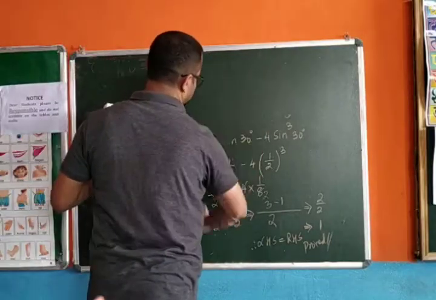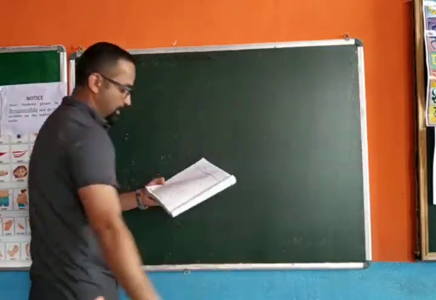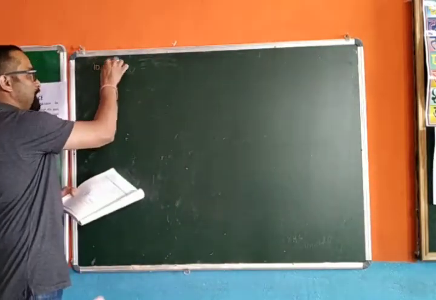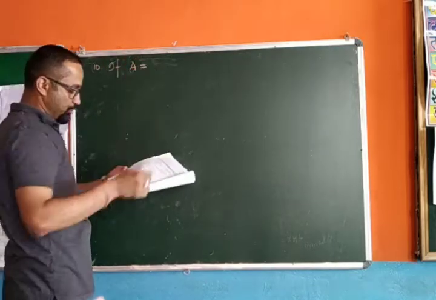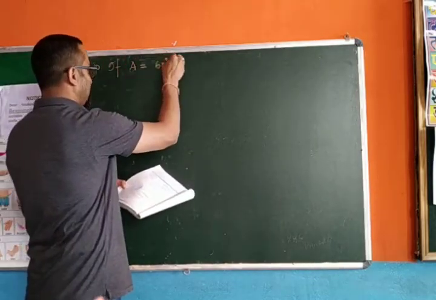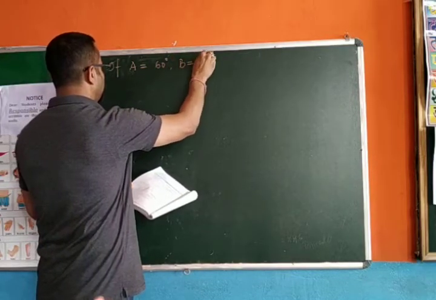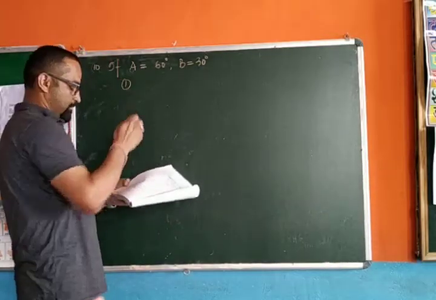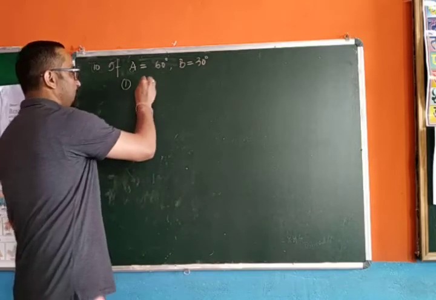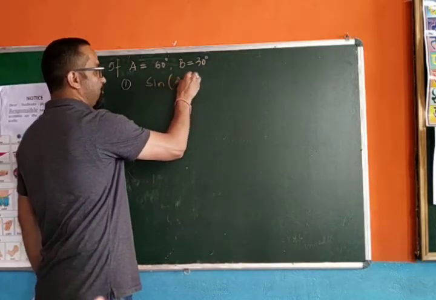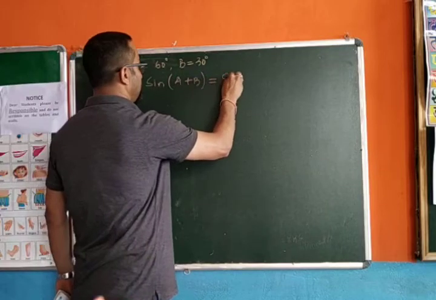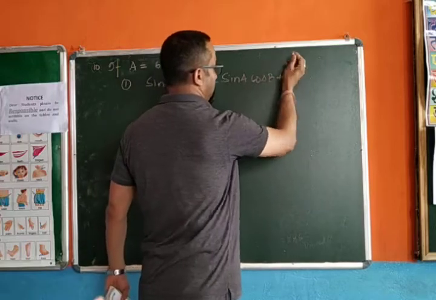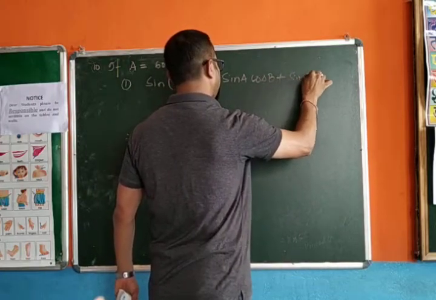Now another important question. It is similar. Question says that if A is equal to 60 degree, B is equal to 30 degree, verify, again prove it. I am doing first one. Sine A plus B is equal to sine A cos B plus sine B cos A.